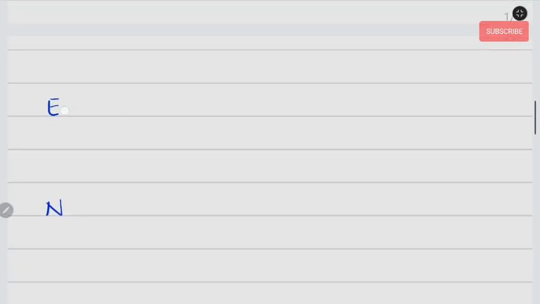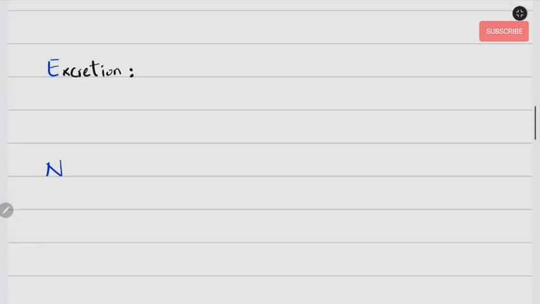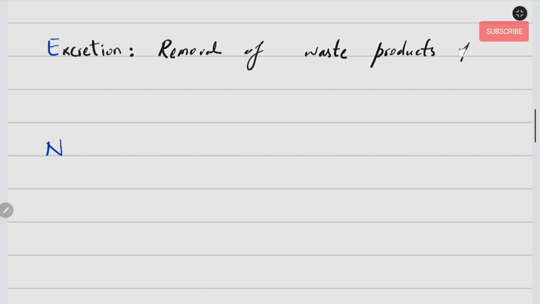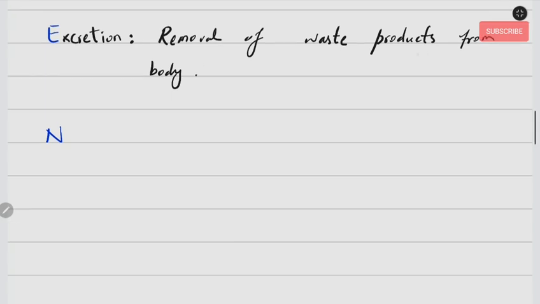Then comes the E for excretion. So if living cells are doing metabolism reactions, then a lot of those reactions must produce some byproducts or some waste products. All right. So removal of those waste products from the body is called excretion. All right. Usually these waste products are produced as a result of metabolic reactions.